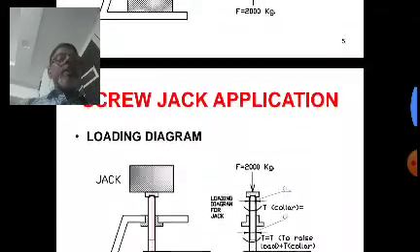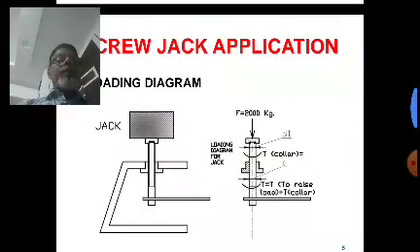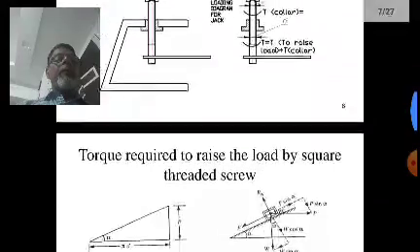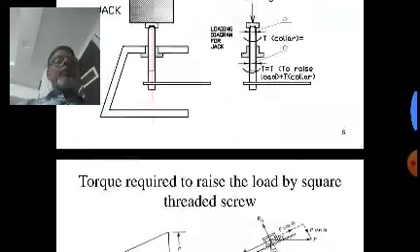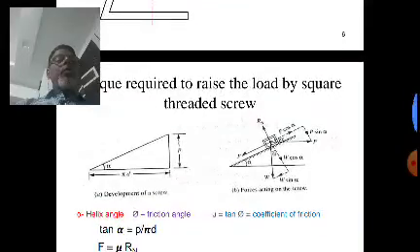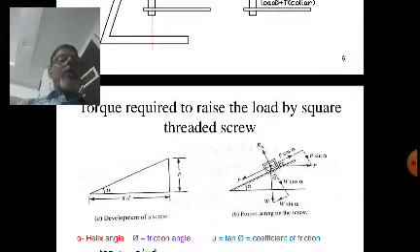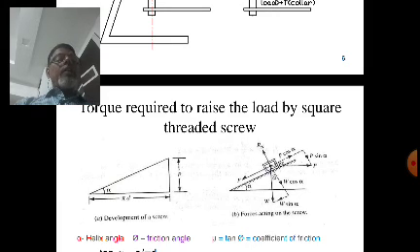Now here this is the example of the screw jack, where the load is kept over the screw and then you are applying the effort at the bottom so that the load can move up or down. Now here the most important part is, whenever we are using the power screw, first you have to see some analysis. Always here there is a friction between the screw and the nut, right?